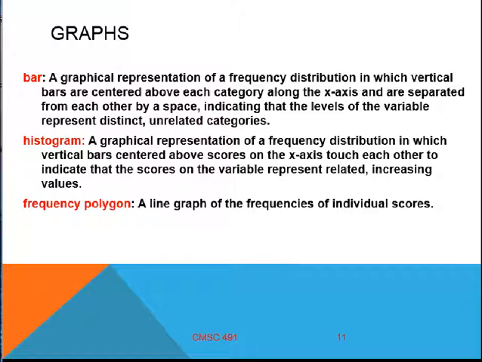And finally, we have a frequency polygon, which is a graph of the frequencies of individual scores. So, let's look at when we might use a bar graph versus a histogram. A bar graph is used when the data are nominal and qualitative. A histogram is used when the data are ordinal, interval, or ratio.